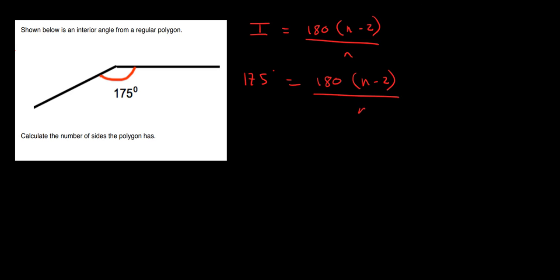Shown below is an interior angle from a regular polygon. Calculate the number of sides the polygon has. Okay, so we know internal angle is equal to 180(n minus 2) all divided by n. So we've got 175 degrees is equal to 180(n minus 2) all over n. So we multiply both sides by n. So the next line we have 175n. That goes.